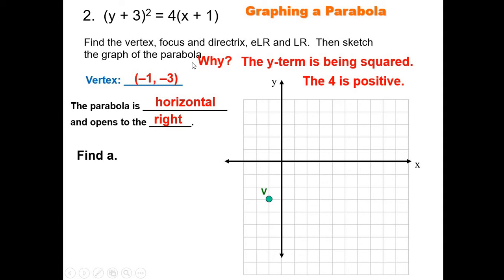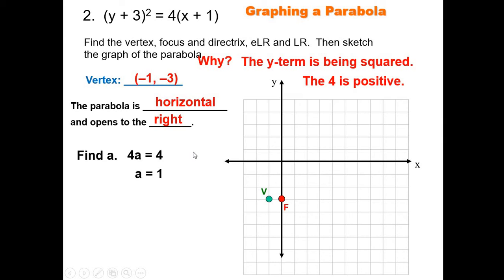Jim Russell, yes? What's the answer for A? A equals to 1, sir. A is equal to 1, very good. 4A equals 4, divide both sides by 4. Therefore, A is equal to 1. So, meron ka ng H, negative 1, K, negative 3, A is equal to 1.